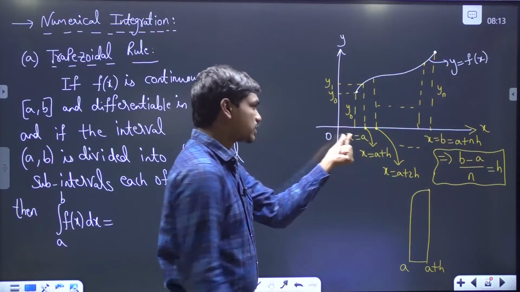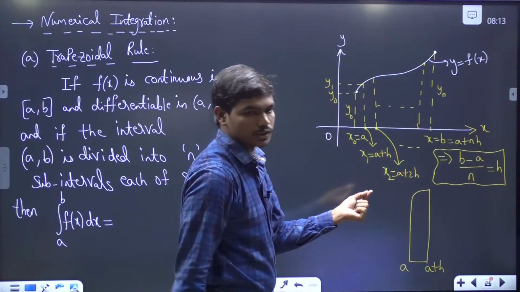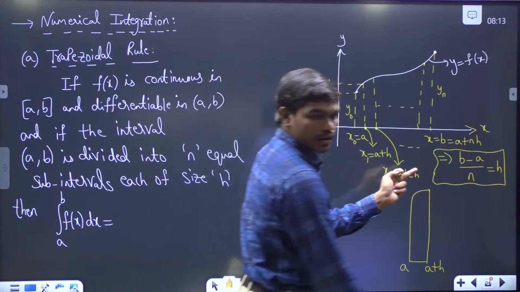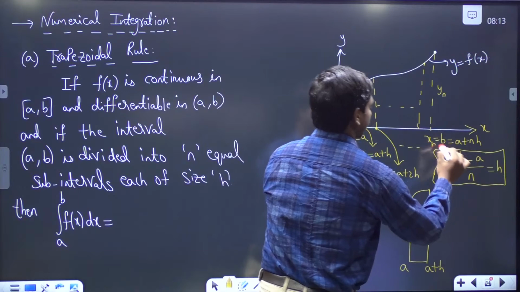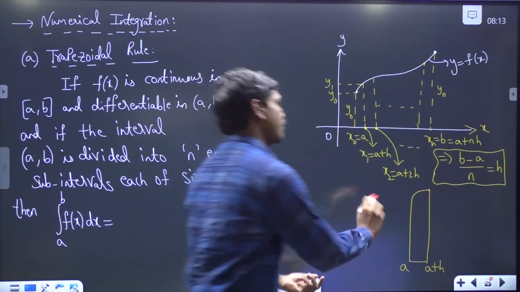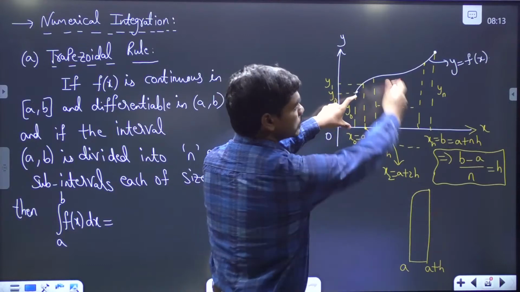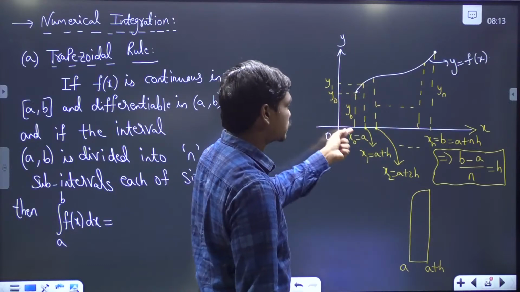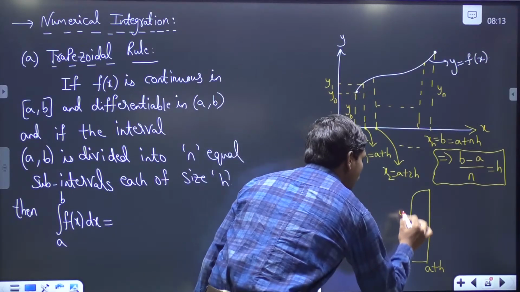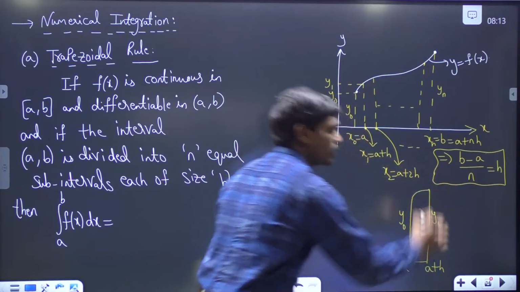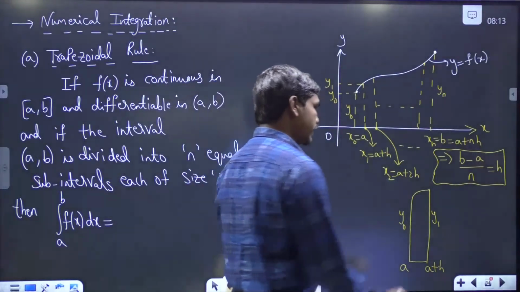Means if I am writing this as x0 is equal to a, x1 is equal to a plus h, x2 is equal to a plus 2h and so on. See here, this is xn. Correct? This is what we have. Now, if this is x0, then this value is f of x0, because this curve is y is equal to f of x. So if this is x0, this value is f of x0, and let us call it y0. So this value is y0 and y1. Correct? Now, actually, if I do one thing, see carefully.